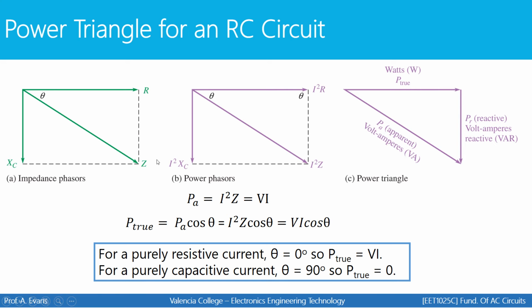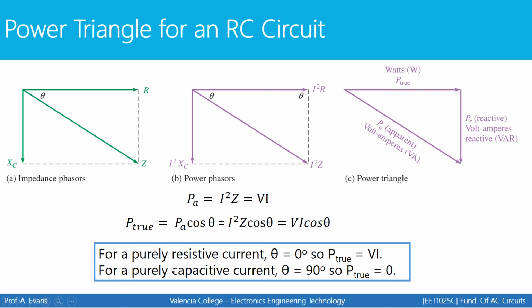For example, if I look at the triangle here, this is my angle theta right here. I can say that the true power is the apparent power times the cosine of theta. And then apparent power is written as I squared times Z, so I can replace PA with I squared times Z times the cosine of theta. Or, since apparent power is also written as VI, I can say that the true power is VI times the cosine of theta. So once I draw the power triangle, I have a number of ways in which I can use it to analyze or solve for another value, depending on what I'm given and what I'm trying to find.